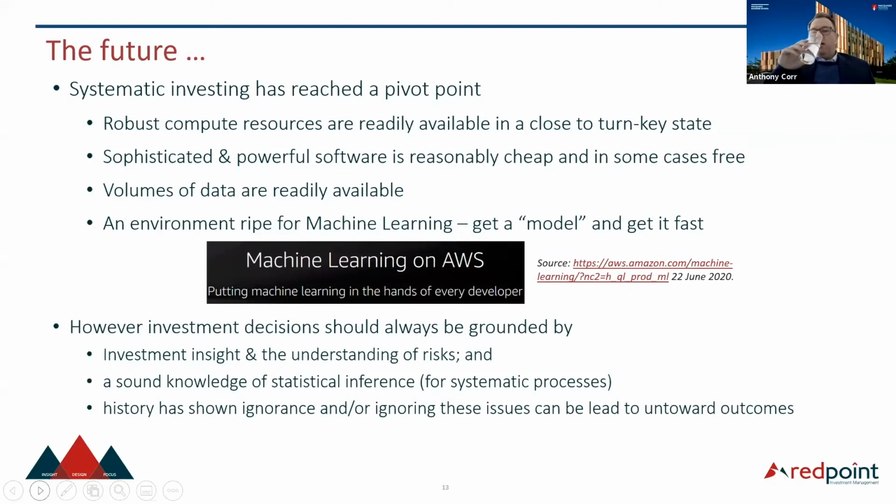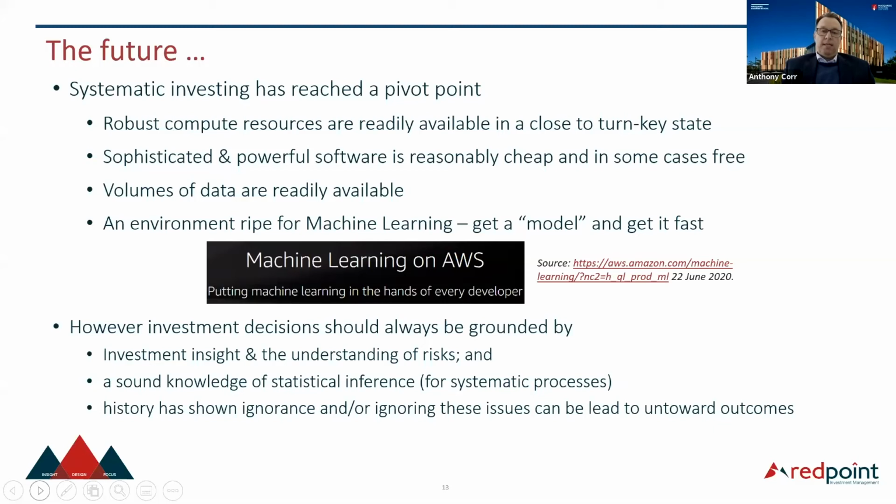So in terms of the future, I think it's fair to say that, well, not just systematic investing, but IT in general has reached a bit of a pivot point, but certainly systematic investing has. There are a number of really robust compute services and resources that are readily available in something like a turnkey state. You don't have to do too much to get them up and running and operational. The software that people historically paid a lot of money for is now either very cheap or in some cases free. And it is quite powerful software and it is quite sophisticated. There is a lot of data already available, fairly cheaply or for free.